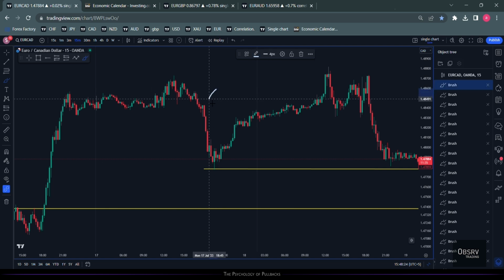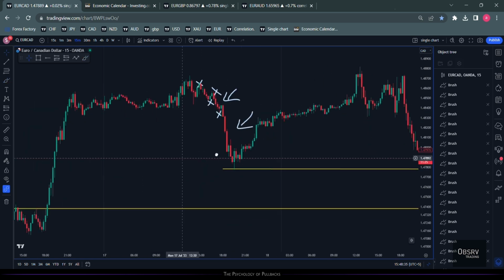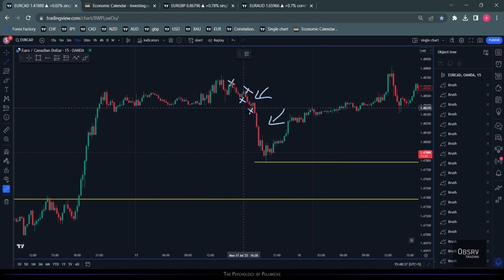Now, the price starts to put in lower highs. Still not a pullback. Still not a pullback. It's not until this price starts to go, right, into a new seller's territory on 15 minutes.